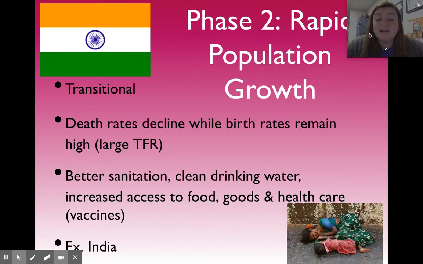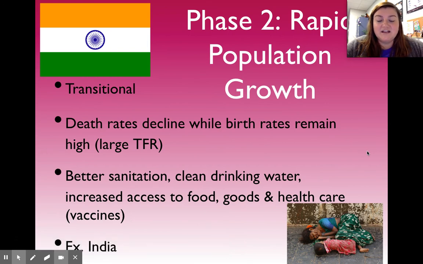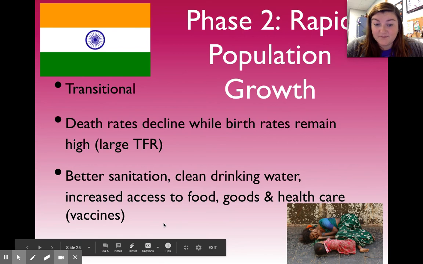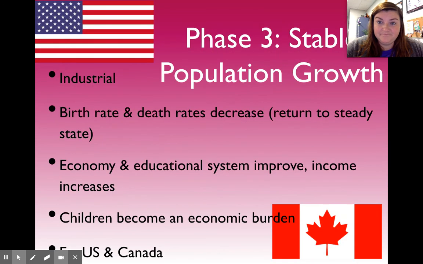Phase 2 is going to have rapid population growth. This is the transitional phase. The death rates are going down and the birth rates are going up, which is great. There's a large total fertility rate, TFR. In this case, you've got better sanitation, clean drinking water, increased access to food, and healthcare, things like vaccines. That's really important. An example of a country in phase 2, the rapid population growth phase, would be India.